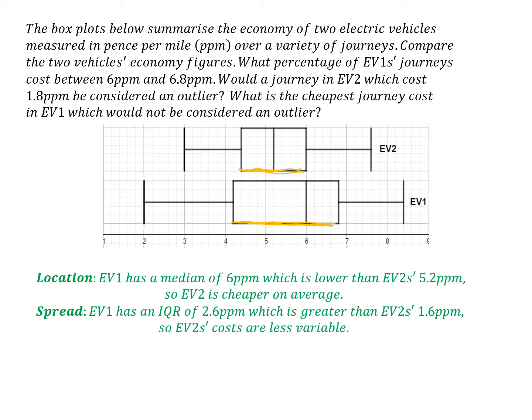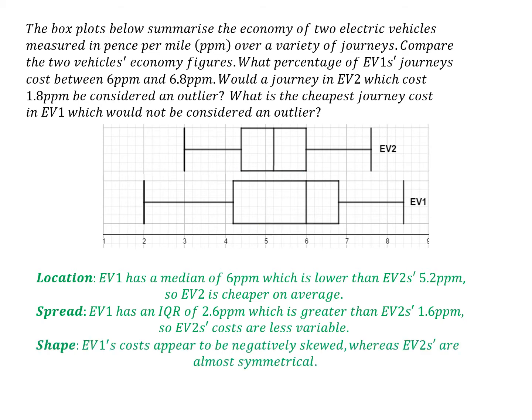If we look at the shape of the distribution now, you can see that half of EV1's journeys are spread out more to the left of the median than they are to the right of the median, which means that this is negatively skewed, whereas EV2 is roughly symmetrical. Okay, so that's the comments about the two vehicles.